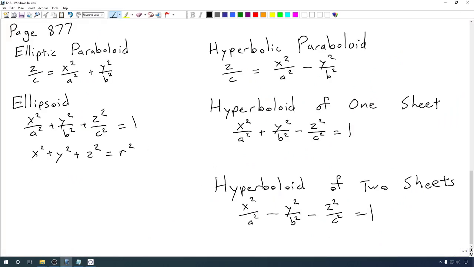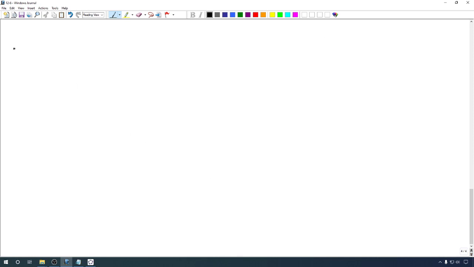All right, need another page here. Our next one is going to be a shape that you're a little bit more familiar with, the cone. It's going to be the graph of something where z squared over c squared is equal to x squared over a squared plus y.